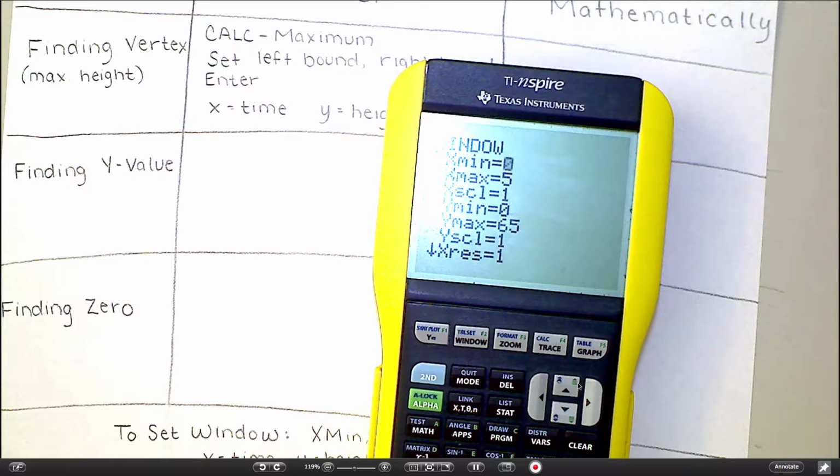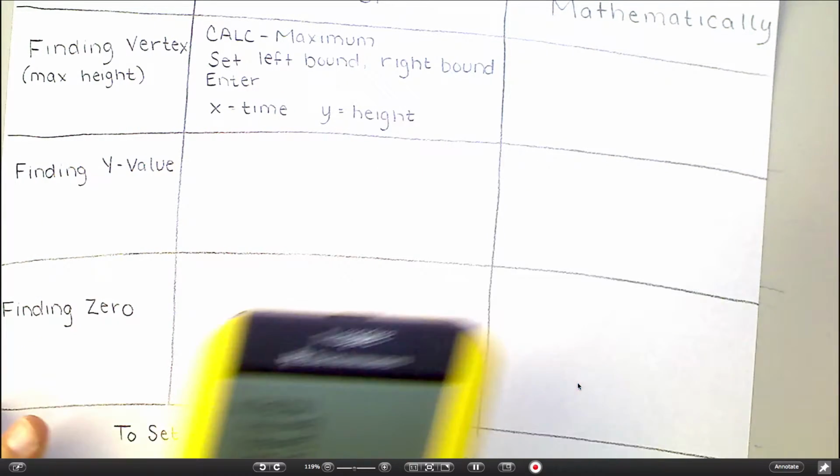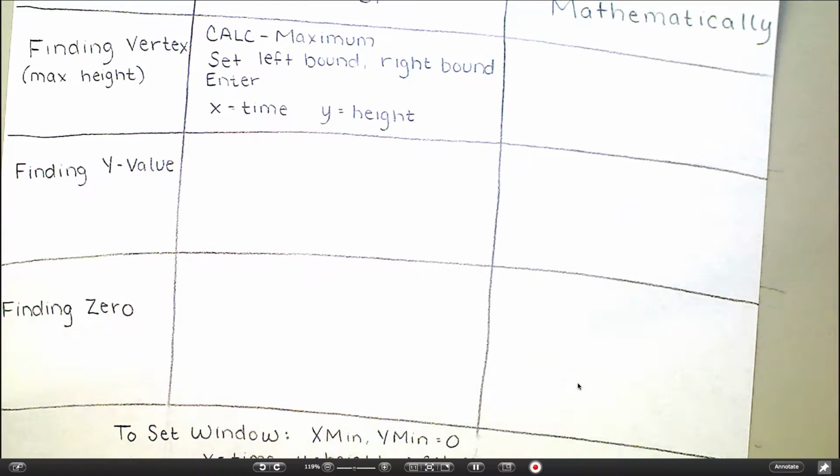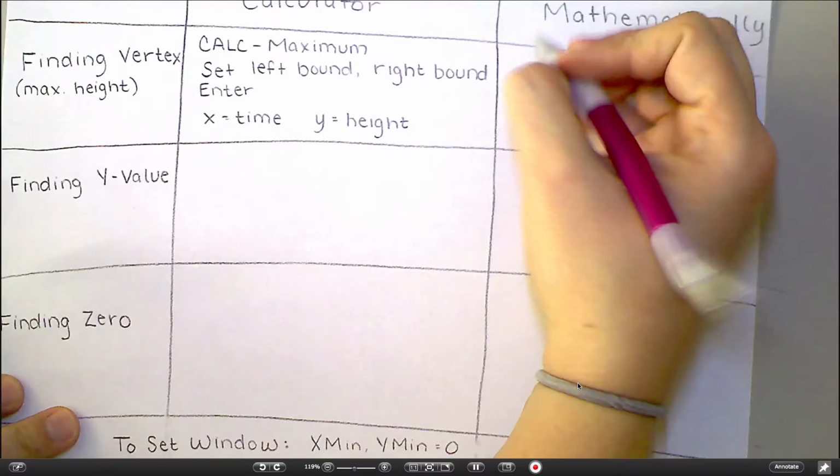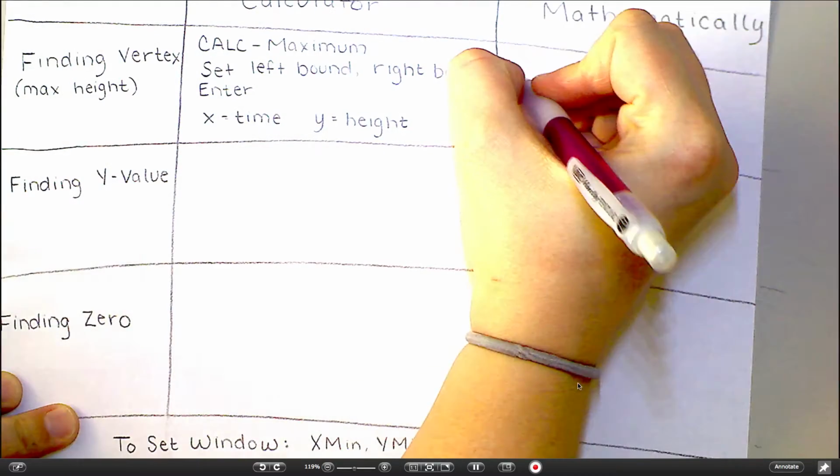Okay? All right. Now, here's the thing. What we just did really was we found the vertex. But you already knew how to find the vertex. How do you find the vertex of any quadratic equation? H and K, right? How do you find H? Negative b over 2a.